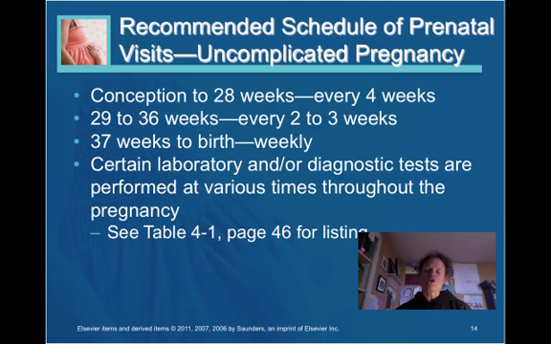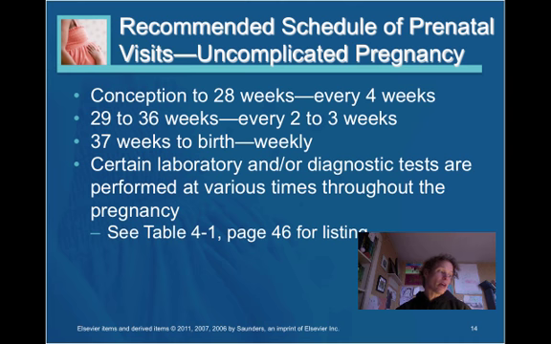Oftentimes, screening for sexually transmitted diseases will be done. So, for example, a VDRL or an RPR will be done, and that's assessing for syphilis. Also, a rubella titer will be done because if the mother who's pregnant gets exposed to rubella and gets infected with rubella, if she doesn't have immunity to it, that can be extremely detrimental to the fetus.